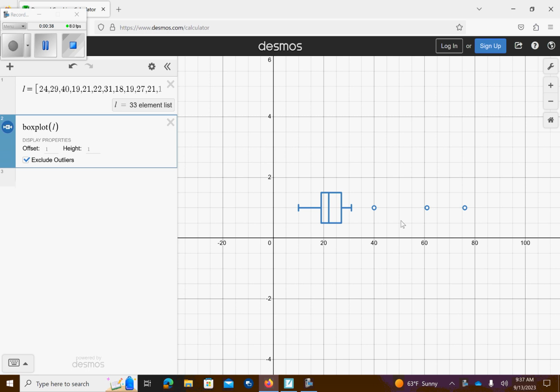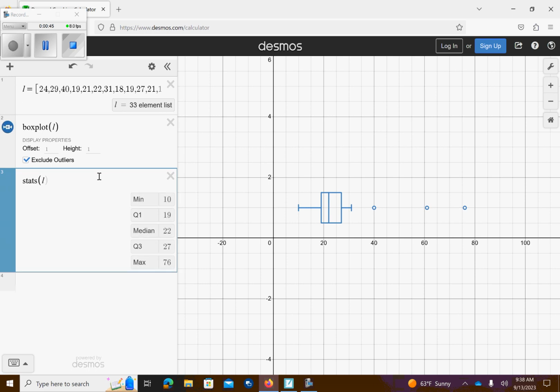But then what we need to do is, if you type in stats of L, notice it gives us the min, Q1, median, Q3, and the max. So what we can do, just mark this down. We have Q1, which is 19, Q3, which is 27.